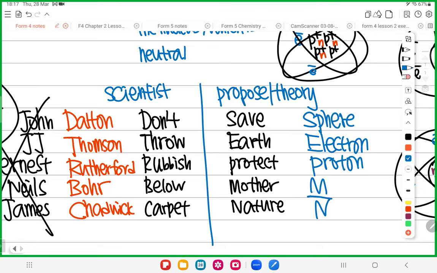Next one. Niels Bohr discovered M. M means moving. Electron is moving. Where do they move? Moving in the shell. James Chadwick discovered N. N is neutron. Okay. So this is one of the ways that maybe can help you to memorize. So this will be a bit helpful for those who have a weak or poor memorizing skill. You can use this thing.